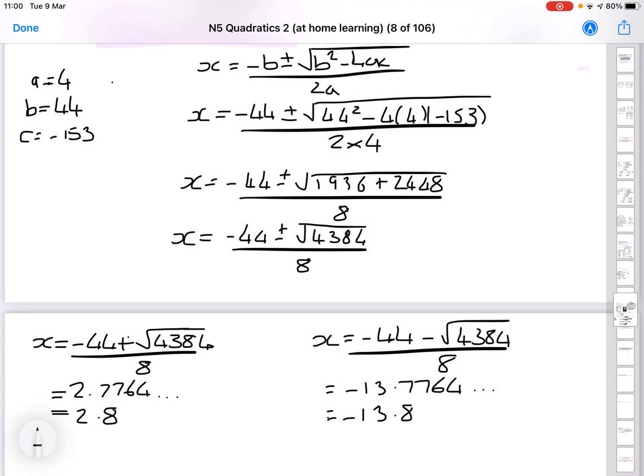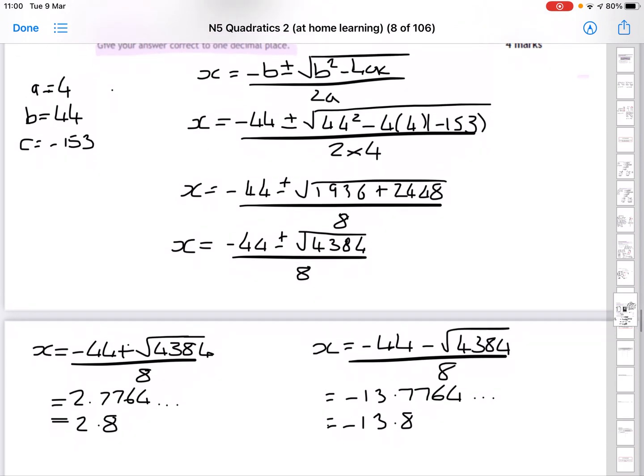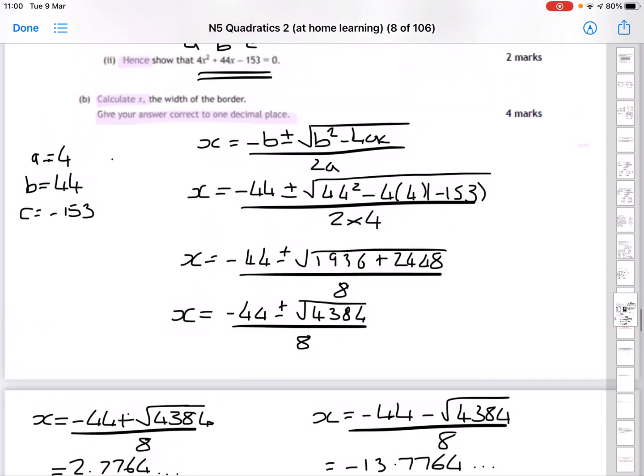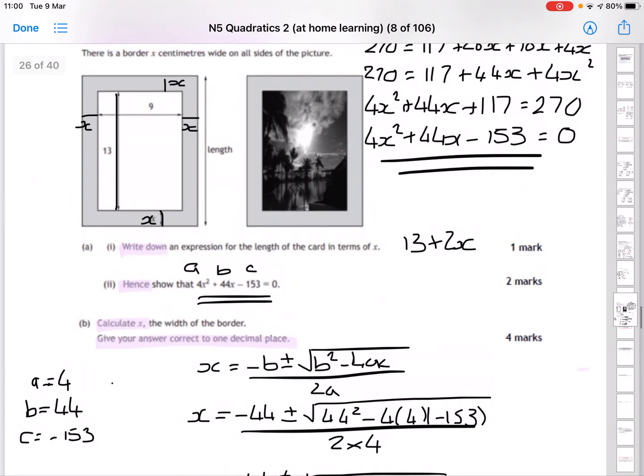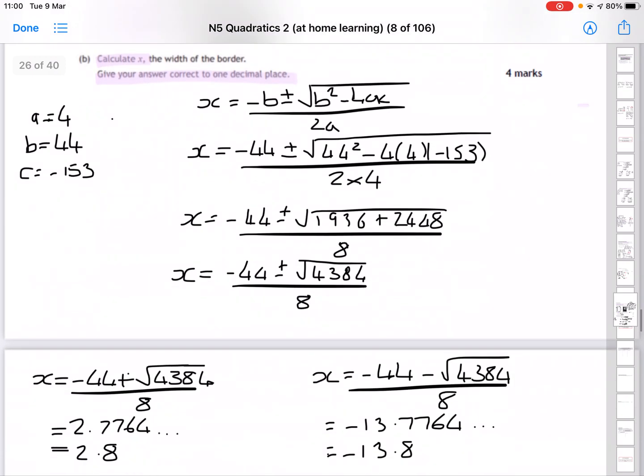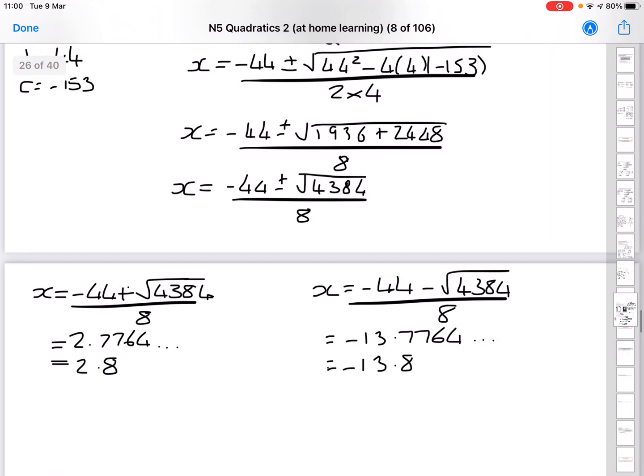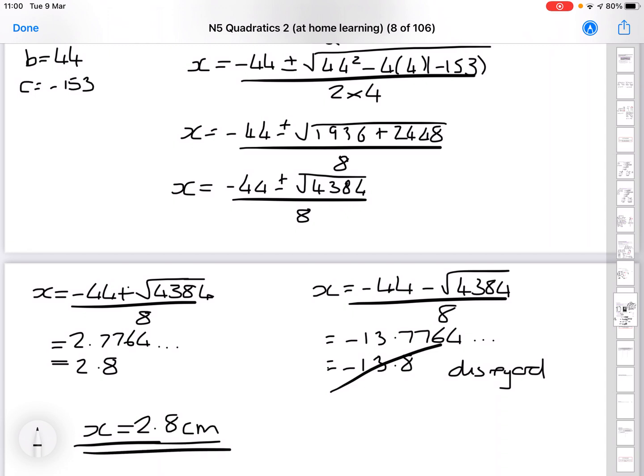13.8 as well. Now, always think of these questions, they're problem solving questions. Does the answer make sense? So this x value was the width of the border of the card. So it can't be minus 13.8 centimetres. So we can disregard that answer. So it's important that you write your two answers and then show that you're disregarding one of them. So just to finish up, I'm going to write out x equals 2.8 centimetres as my final answer.